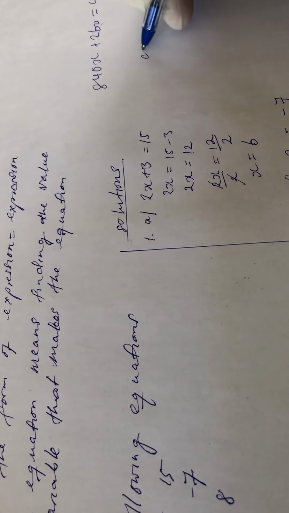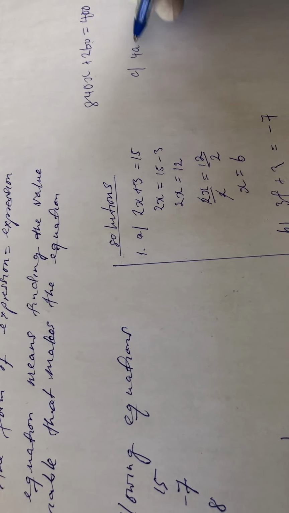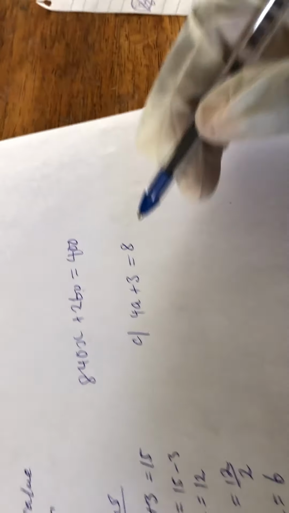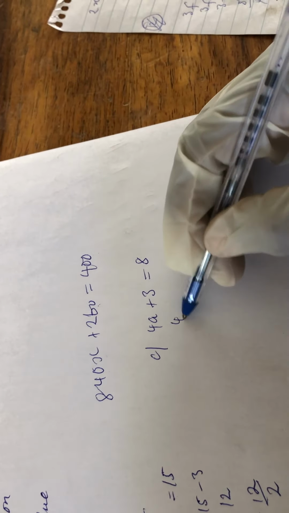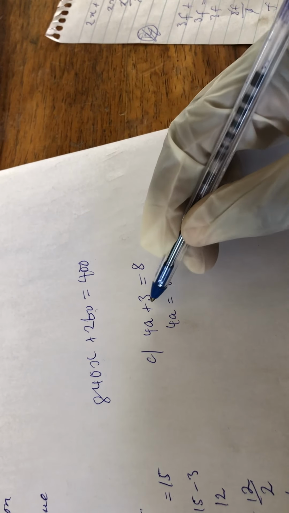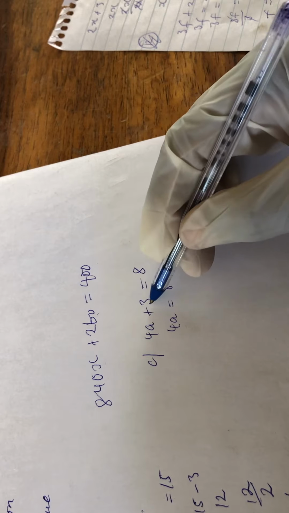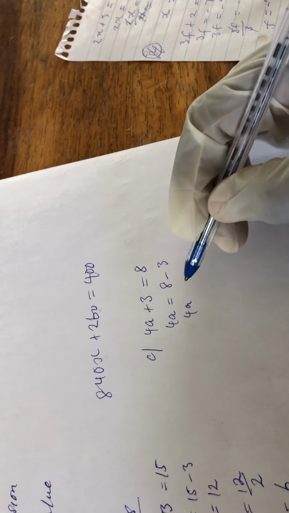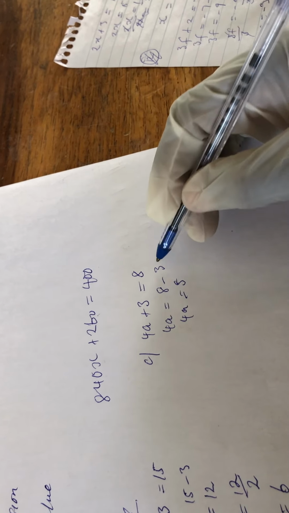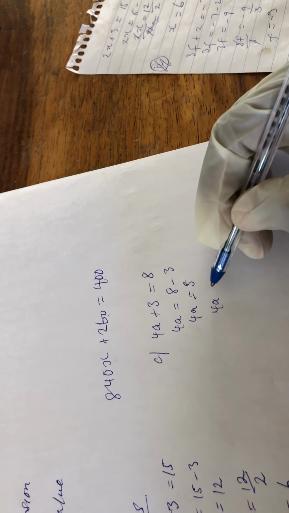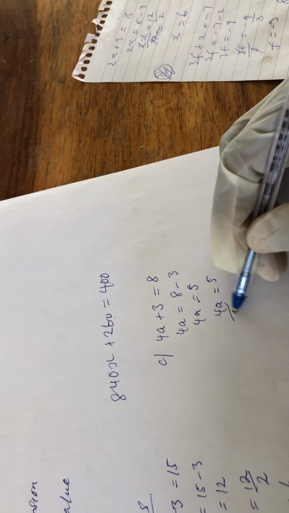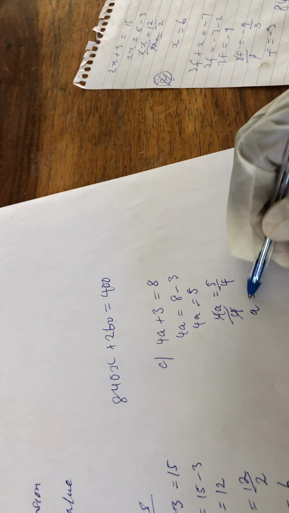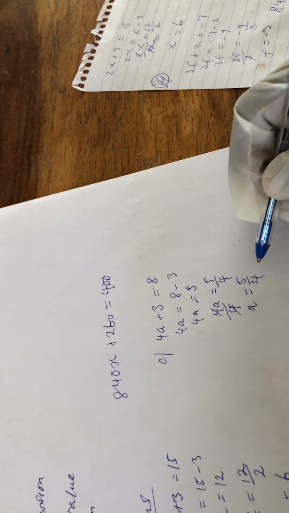Okay, let's do C. C is 4a plus 3 is equal to 8. Again, collect the like terms. Okay, 4a is equal to 8. 3 was positive here, so it's going to the right. It's crossing the equal sign, so it must change the sign. So it becomes 8 minus 3, which is 5. So again, divide both sides by 4. That 4 cancels out, and then you have a is equal to 5 over 4. And that is the solution.